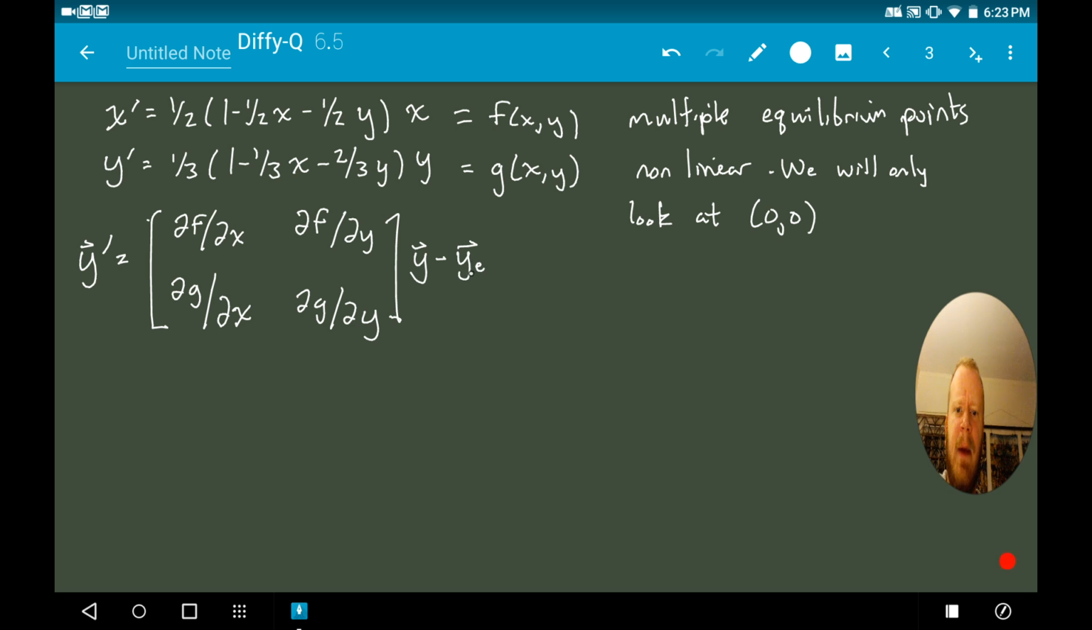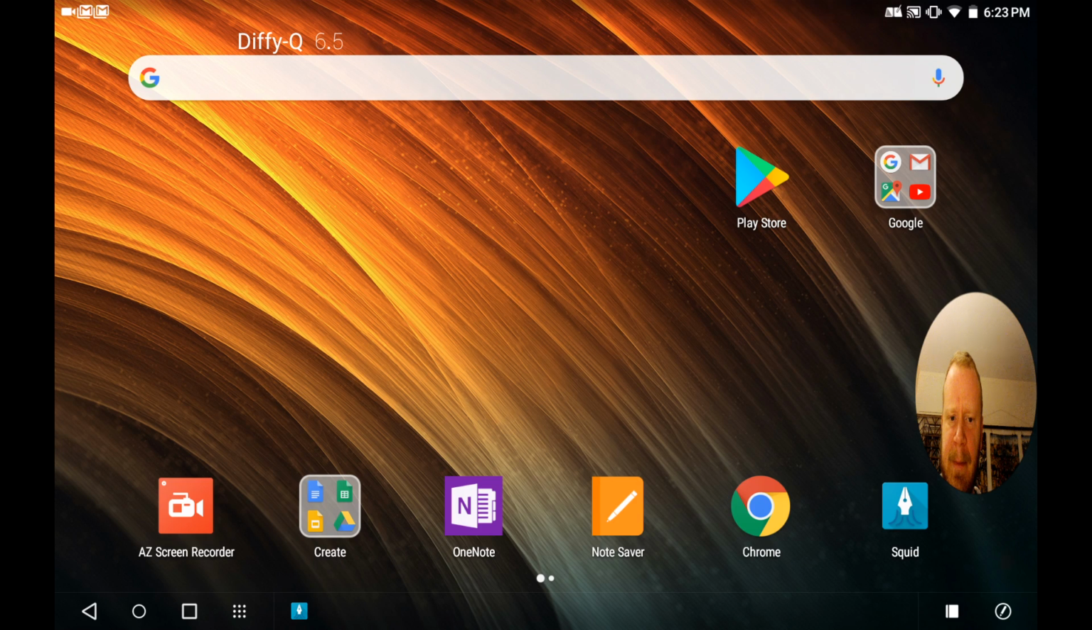Again, just keep in mind that our equilibrium vector doesn't necessarily have to be 0, 0. We're going to look at 0, 0 here, but it could be 1, 1, or 1, 2. There are other equilibrium points in here, and theorem 6.3 will still apply to those. So anyway, let's start figuring out what these pieces are: del f del x, del f del y, del g del x and del g del y.